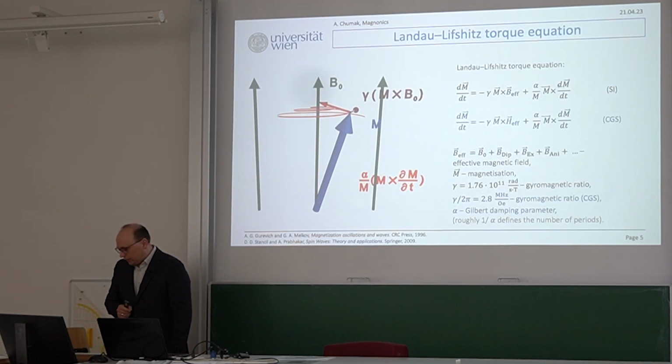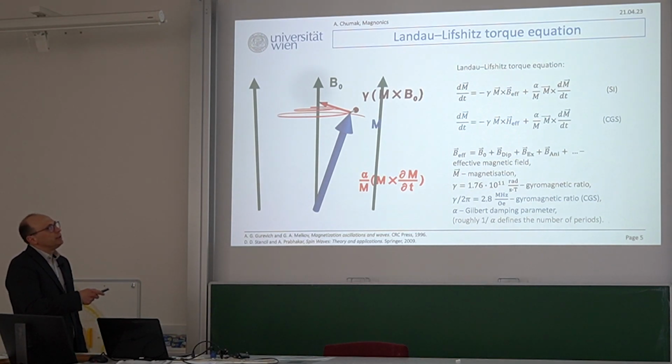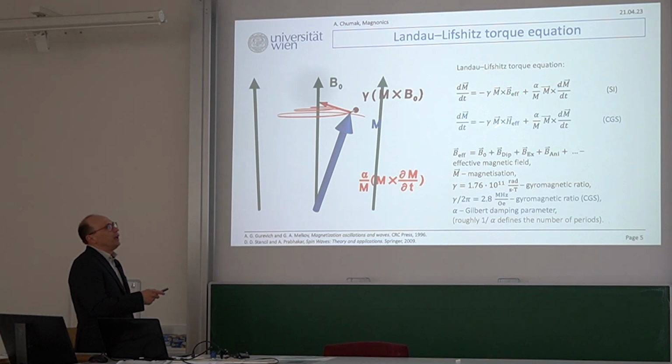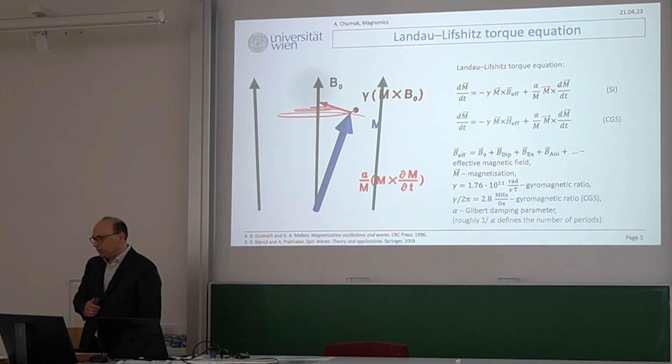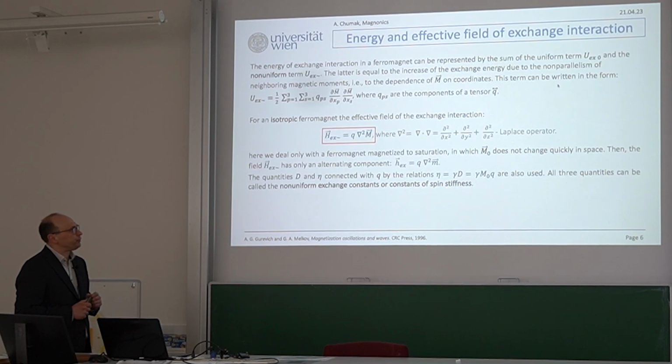You remember this slide, and I said that in this Landau-Lifshitz-Gilbert equation, what we usually do, we put here different effective fields, this B effective, and among all others there is B exchange. And that's exactly the field which we want to consider now. So what is the field coming from this exchange interaction?